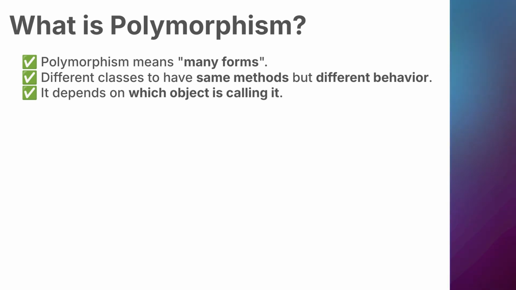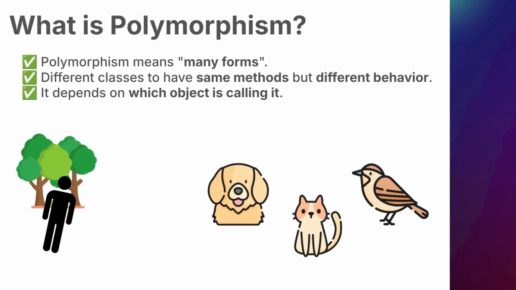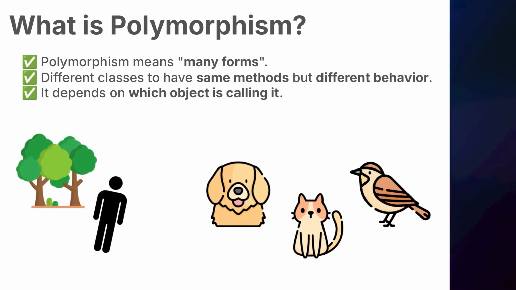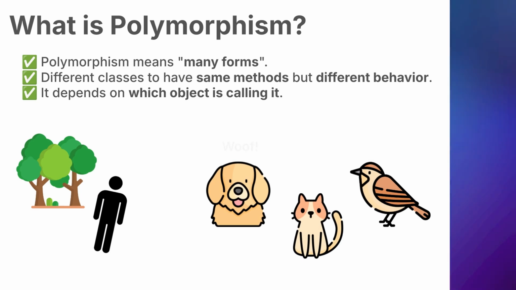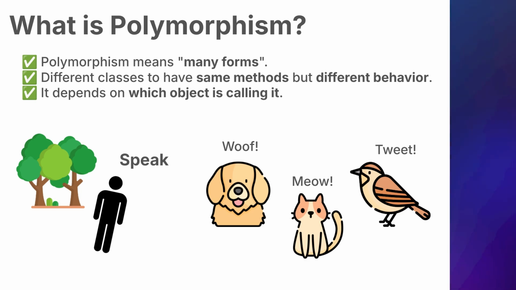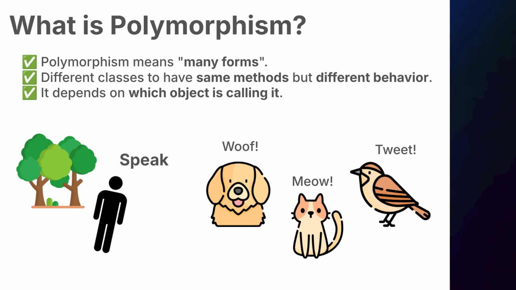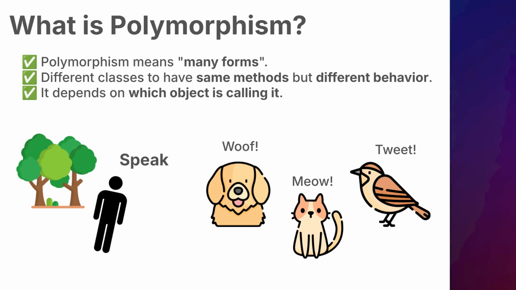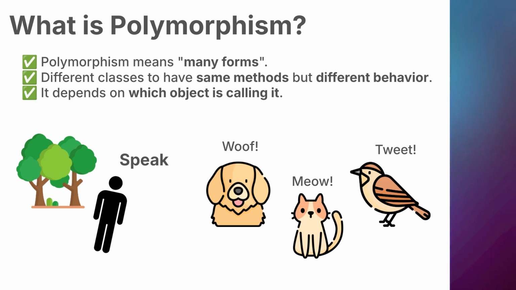Imagine this. You go to a park and there are different animals. Each animal can make a sound, but the sound is different depending on the animal. For example, dog says woof, cat says meow, bird says tweet. Even though you tell each animal speak, each animal responds differently. The action speak is the same command you give to each animal, but the actual sound depends on which animal receives the command. This is exactly what polymorphism means. Same action, different results based on the object.